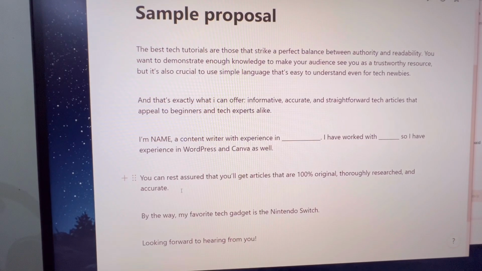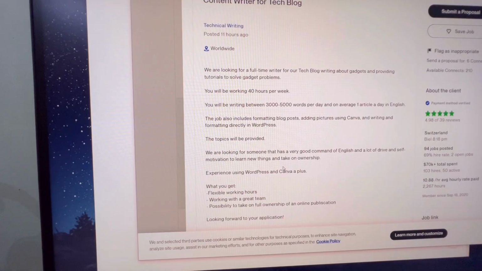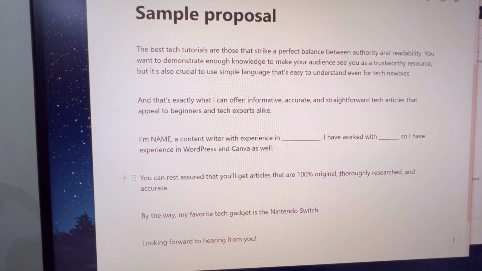Next would be, you can rest assured that you'll get articles that are 100% original, thoroughly researched, and accurate. So again, this is kind of related to another part that they wrote here on the job post about taking ownership of the articles you write. So that means you have to be responsible about what you're writing, making sure that it's backed up by research, and it's obviously accurate because when you're writing about technical topics, accuracy is extremely important. So you can customize this depending on what you're writing. Like for example, if you're writing an entertainment article, then I think it would be more important to highlight that the article is engaging or entertaining, easy to read. But since we're talking about tech here, this is what I chose to highlight.